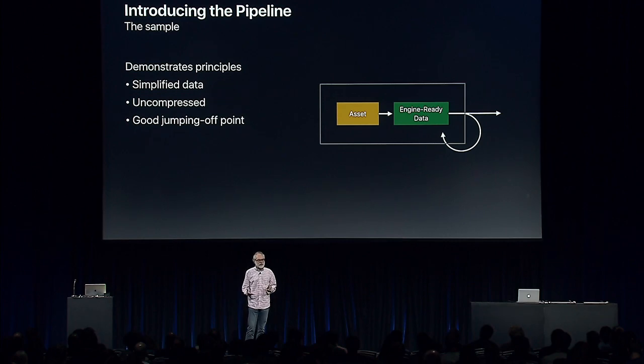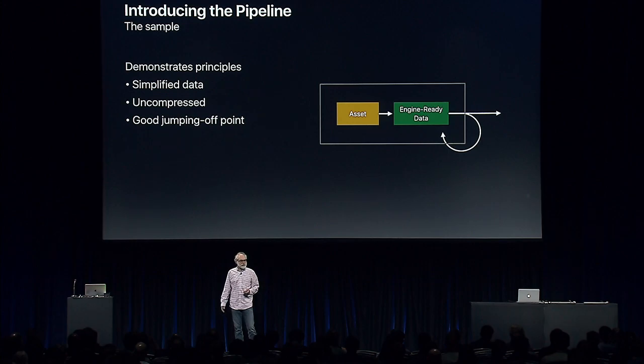So in this sample, it's a very simple one. And it doesn't go into a whole lot of best practices, but it does give you a simplified data format that's really easy to understand so that you can match what we're talking about versus what you see in the code. There's no compression because you don't want to obscure anything about what's going on. This thing's intended to be a jumping off point for you to start to build your own pipeline tools and elaborate them to match your own engines and data formats.